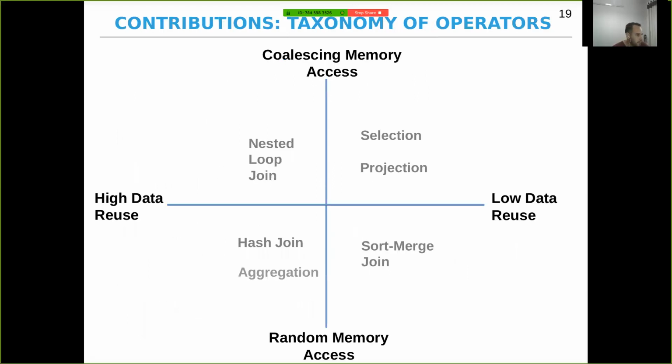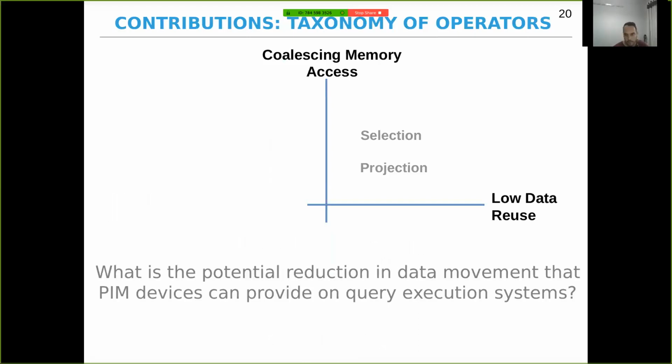Also, we classify the results according to a taxonomy of operators that considers the memory access of the operators and the data use of the operators, low or high data use. The experiments were proposed to answer some research questions. For example, the first experiments on the selection and projection operators were proposed to see the potential reduction in data movement that the processing-in-memory device can provide. Both operators have coalescent memory access and low data use.